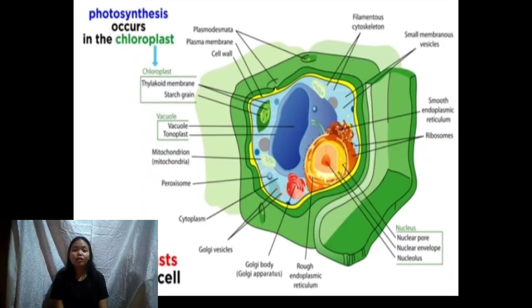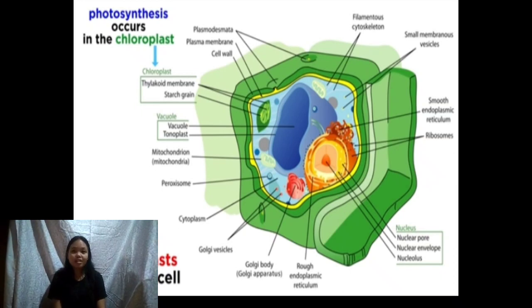Photosynthesis occurs in a chloroplast, and these are the parts: the plasmodesmata, plasma membrane, cell wall, thylakoid membrane, starch grain, vacuole, mitochondrion, amyloplast, peroxisome, cytoplasm, Golgi body, Golgi vesicles, small membranous vesicles, peroxisomes, ribosomes, nucleus containing nuclear pore, nuclear envelope, and nucleus, and there are around 30 to 40 per cell.